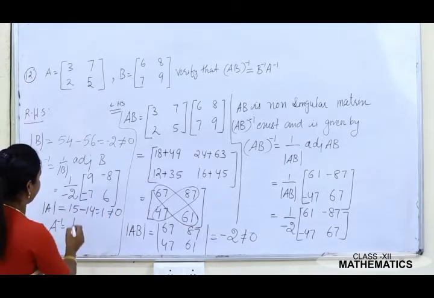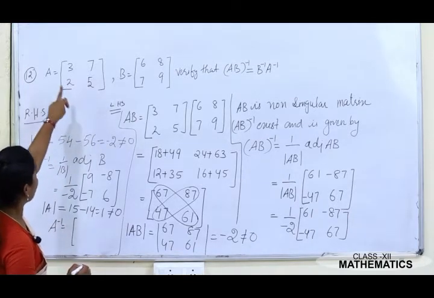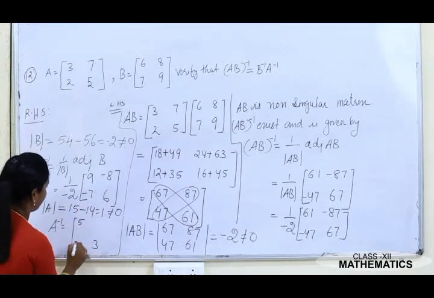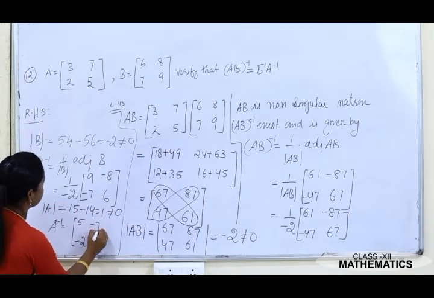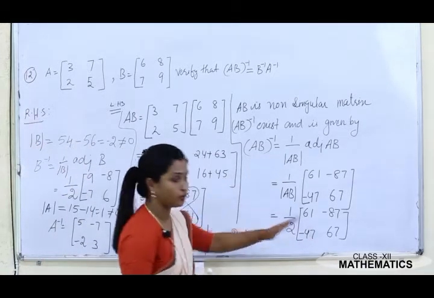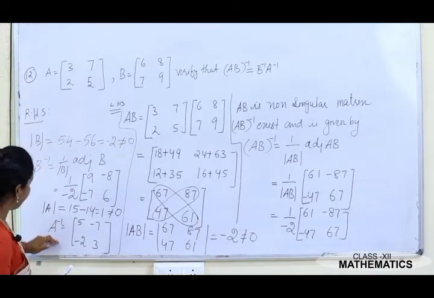सीधा हम adjoint लिखेंगे. What is adjoint here? Look at here again. No need of finding the cofactor. Interchange. It is 5, 3 and minus 2, minus 7. So finally you got here AB inverse आपको पूरा मिल गया है. ठीक है. यहाँ पे देखिए आप आपको B inverse भी मिल गया है, A inverse भी मिल गया है.